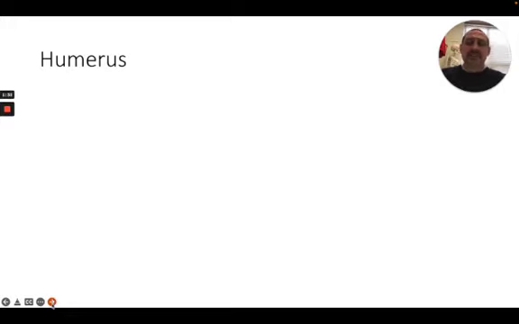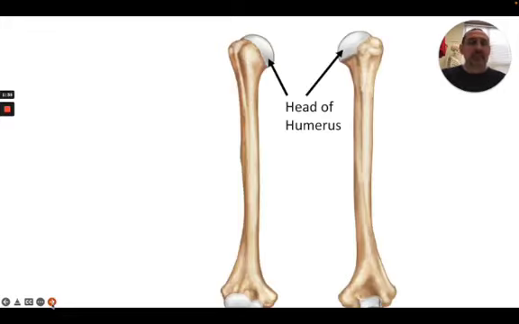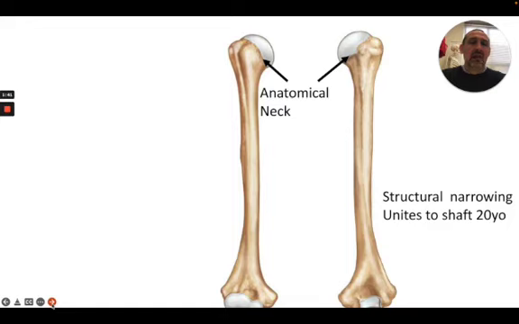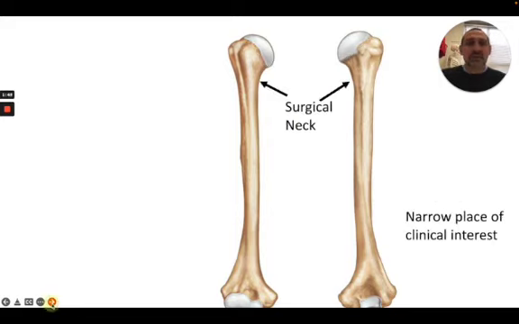In the humerus, that's your upper arm bone, the head of the humerus is going to fit into the glenoid socket. That's where that articular cartilage is going to be. The anatomical neck has a narrowing part to it, and that's going to unite with the shaft at around 20 years old. The surgical neck is a place that has more clinical interest, but it's a little bit lower than the anatomical neck.